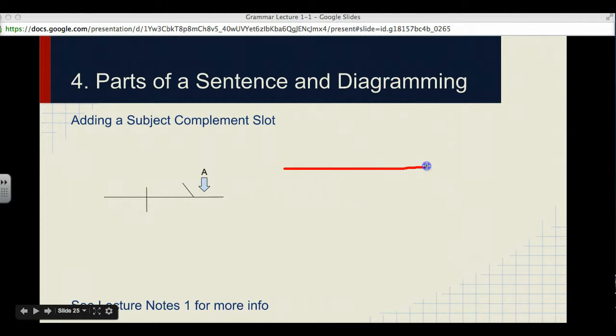So we'll go ahead and make our regular sentence diagram. So we have over here our noun phrase. We have over here the verb phrase. And then what we're going to do to create a subject complement slot is draw a diagonal line that is pointing back towards the noun phrase, because ultimately it's going to modify this noun phrase. And then in this slot, we can either put another noun or an adjective to describe this first noun phrase.